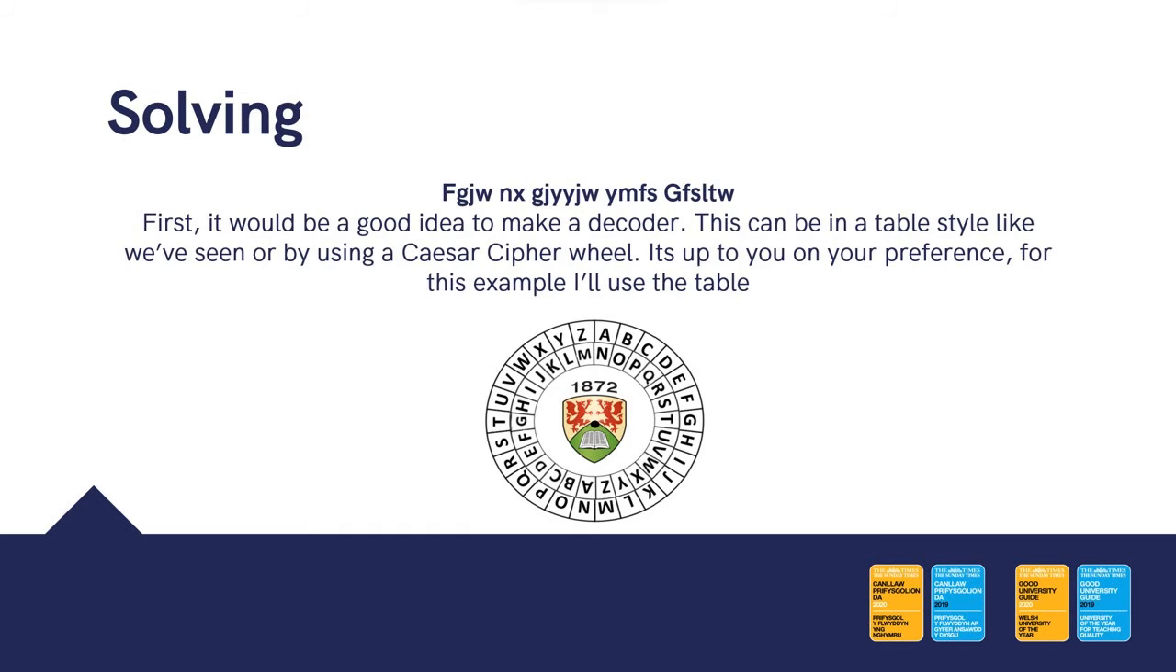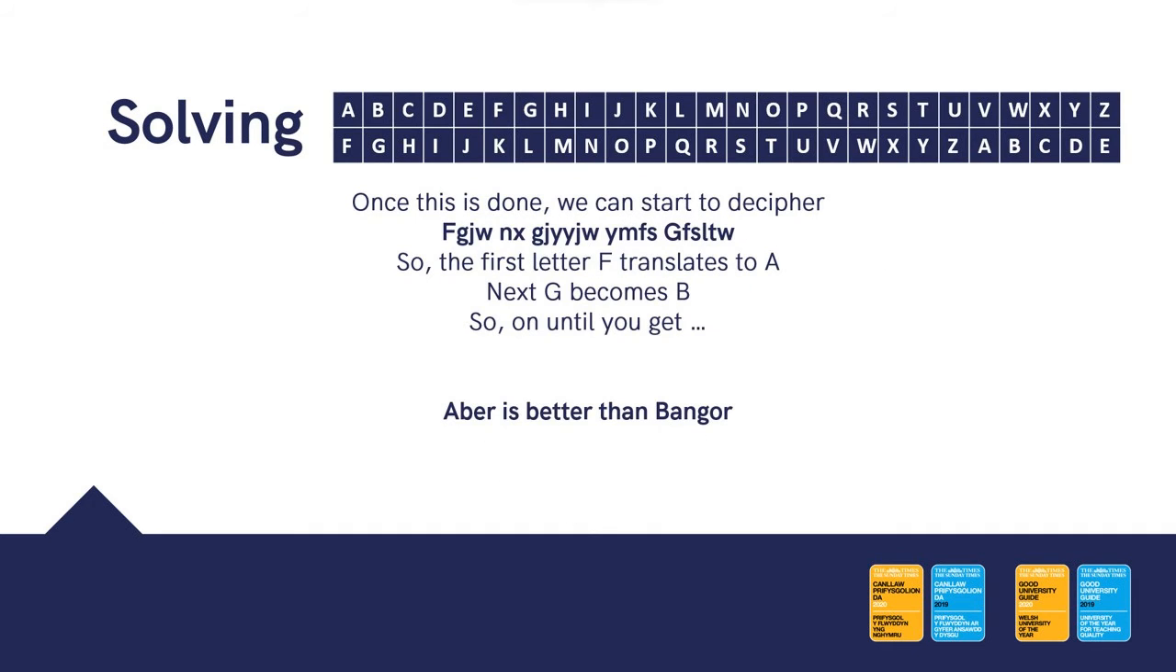So to start, it would be a pretty good idea to make a table like you've seen before in the last slide. Or if you prefer, you can use a shift cipher wheel. This is available in the pack, or you can just find one online. It's up to you and your preference. It doesn't really matter, but for these examples, I find that a table is a lot clearer to demonstrate what's going on. So here I've made the table.